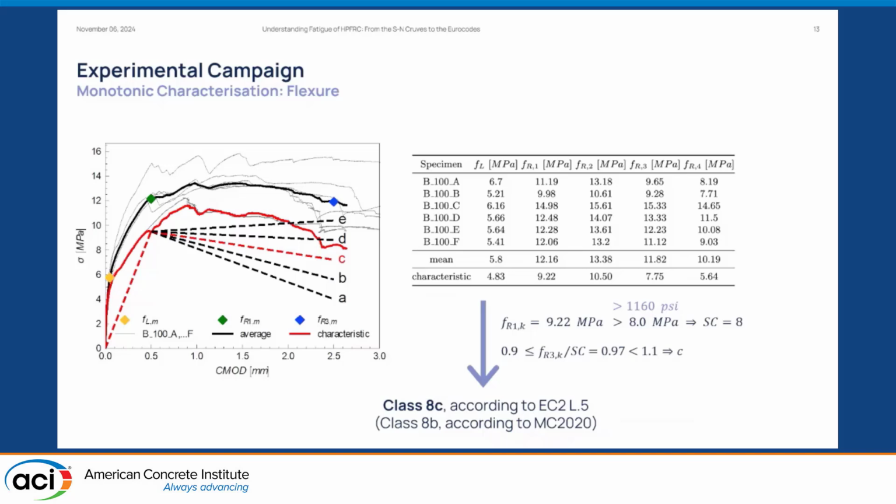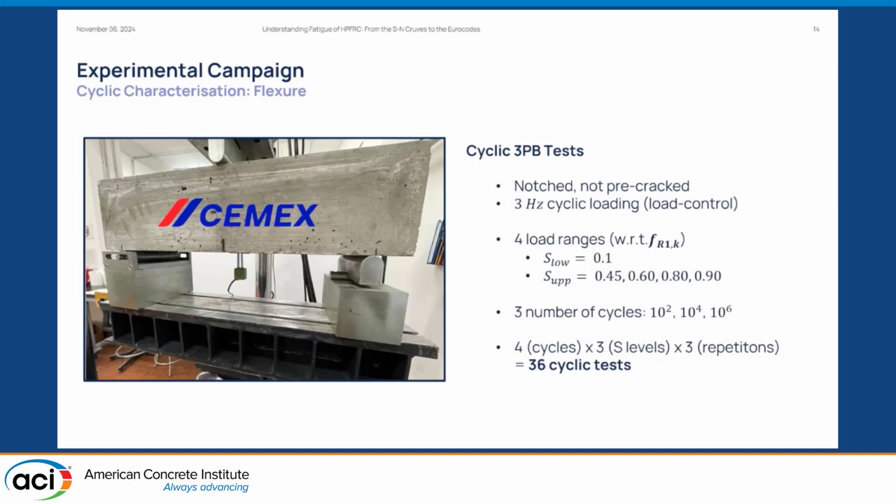Okay, so 8C class. Now, about the cyclic characterization. Again, we did four-point bending tests with pre-notched specimens. We did not preload this time, at a 3 Hertz loading frequency. Here you can also see a clip gauge to measure the crack opening displacement. Again, for the upper load level and a common lower load level, the load levels were defined with respect to FR1k.